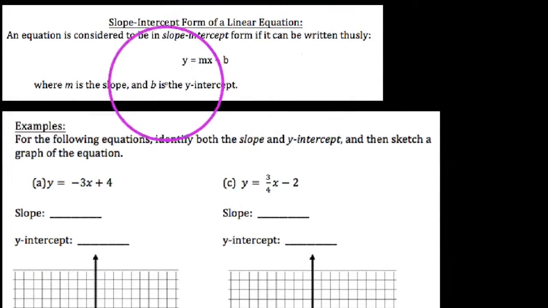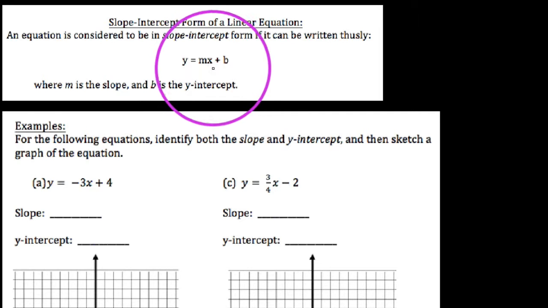Okay, YouTube, in this video my intent is to cover how to quickly graph linear equations, or graphs of lines, given two types of equation formats for a linear equation. Starting with this first one here that we're going to refer to as slope-intercept form of a linear equation. This is probably the most common one that you see, but we say any equation is considered to be in slope-intercept form if it's written thusly.